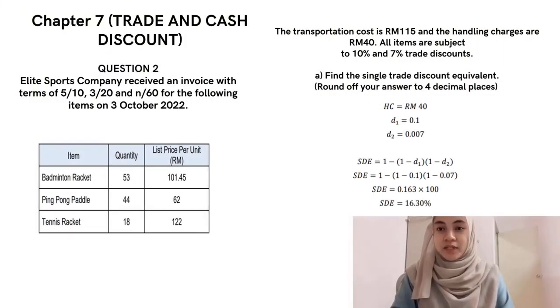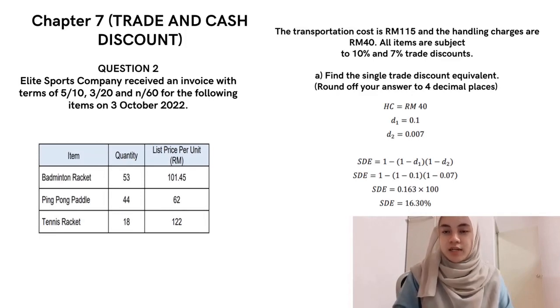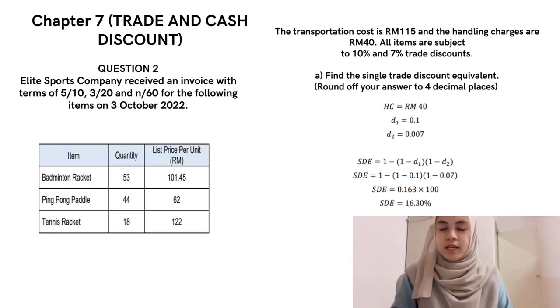Hi, my name is Fatin Shamimi Binti Shamsul and my student identification number is 2023-103913. Today I will be explaining question 2 from chapter 7, which is trade and cash discounts.